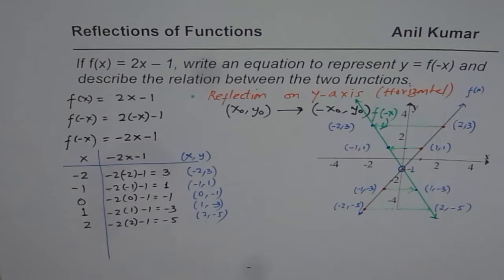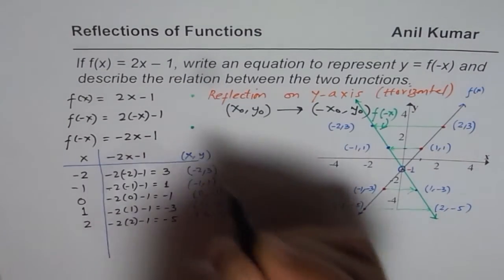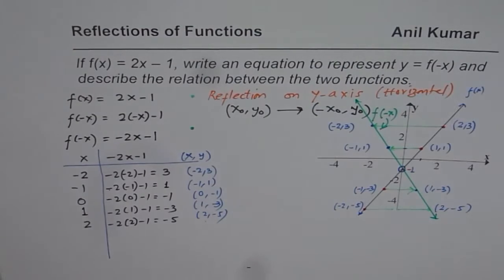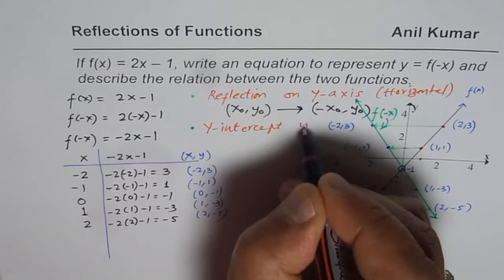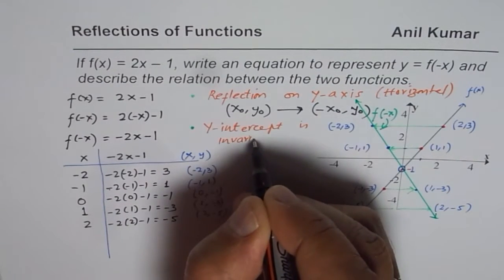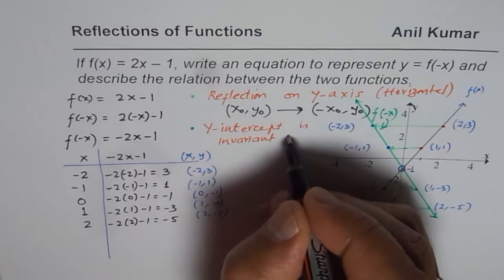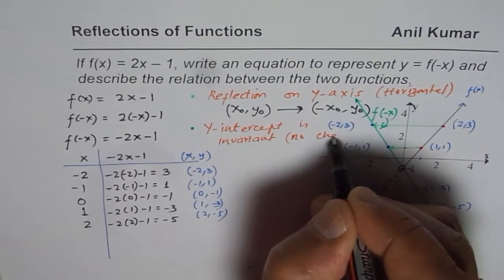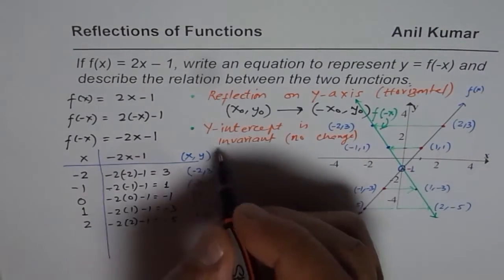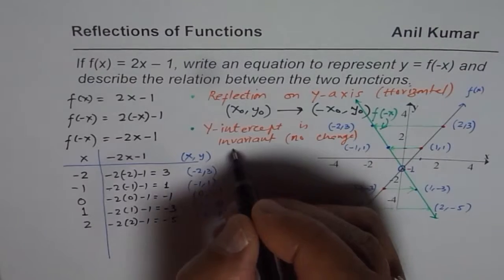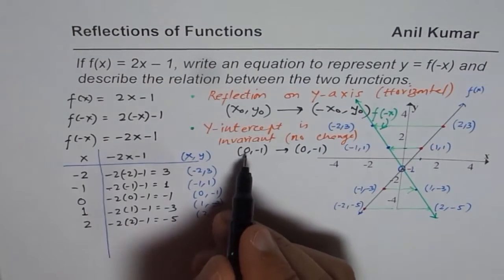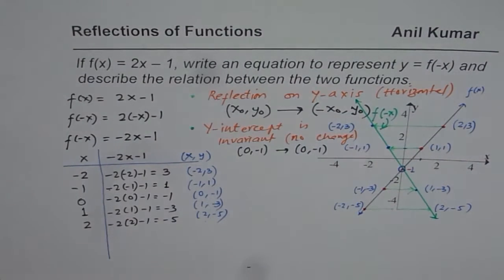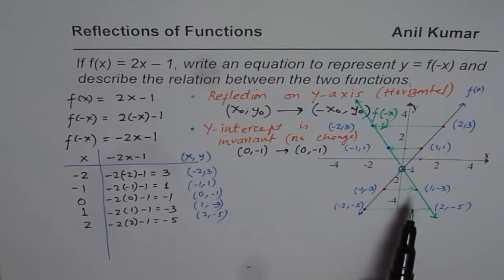Okay, so the other changes which we have seen: there is an invariant point, and that point is the y-intercept. So the y-intercept is invariant. That means no change, right? It does not change. For us, the y-intercept was 0, minus 1. So 0, minus 1 changes to 0, minus 1. Now you can understand plus and minus zeros are the same. It makes sense, correct?